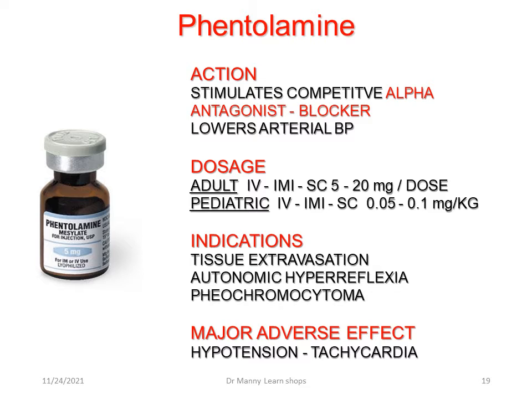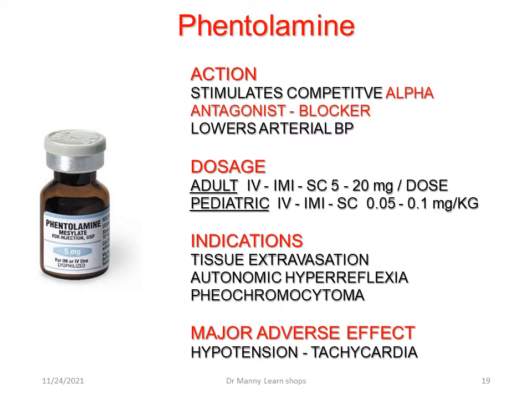Phentolamine is the first medication that we'll be looking at. It acts as an alpha agonist blocker, and therefore it lowers arterial blood pressure. The dosage typically is 5 to 20 milligrams per dose, whether it's intravenous, intramuscular, or subcutaneous, and the pediatric dose is 0.05 to 0.1 milligrams per kg. But again, this depends on your organisational policy.